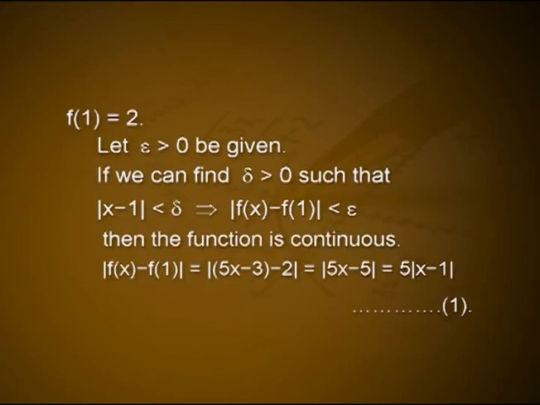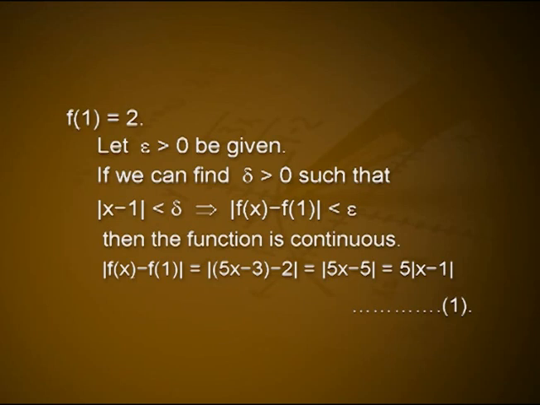f(1) = 2. Let epsilon greater than 0 be given. If we can find delta greater than 0 such that |x - 1| < delta implies that |f(x) - f(1)| < epsilon, then the function is continuous.